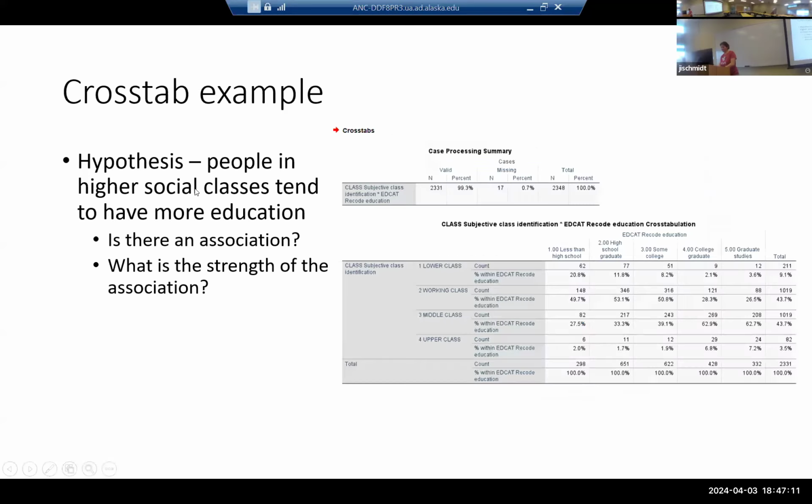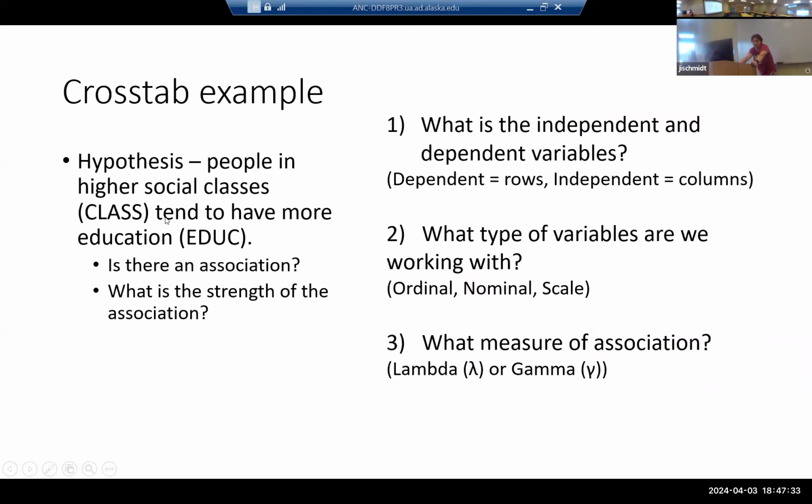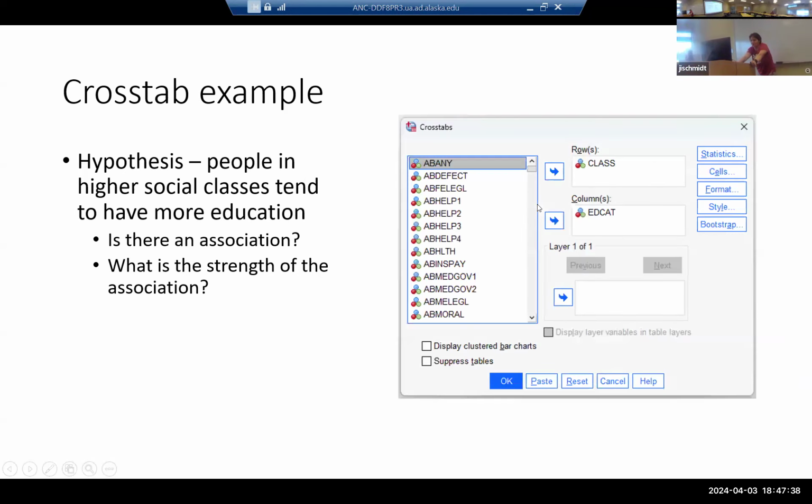So I'll just jump ahead here. Lower, working class, middle class, upper class, and then your educational levels are going to be less than high school, some college, and graduate studies. Okay, so you're right, ordinal. And which measure of association do you use? Yep, you use gamma. All right, so let's do our crosstabs.